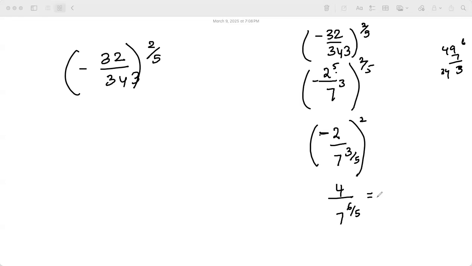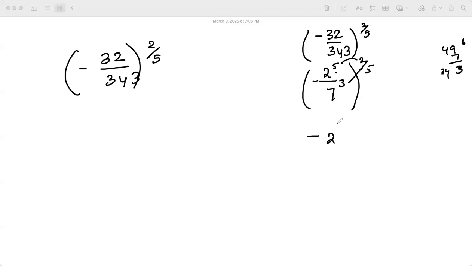Miss Priya, why did you bring down the 5 after you canceled it? I didn't cancel it, right, ma? Oh, okay, wait. Okay, let me redo and show you why. I skipped a step there. I should not have. Let me bring the power inside. That way we are very clear. 2 power of 5 times 2 by 5 divided by 7 power of 3 times 2 by 5. Does it make sense, Dhwani?